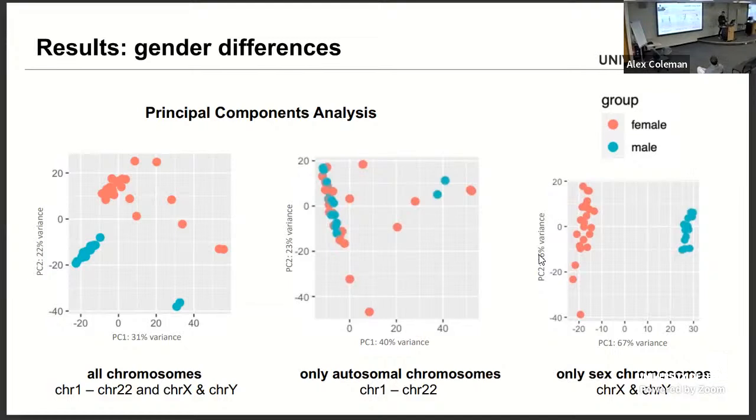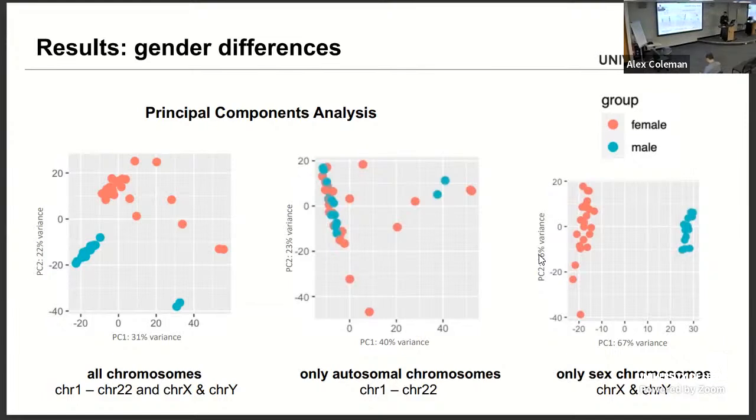So to test that, to check if this is the case, I removed the sex chromosomes, X and Y, and I only put the autosomal chromosomes as an input. And this is what is shown in the middle plot. And as you can see, the separation disappeared. So that suggests that the separation is driven by some of the genes that are on either X or Y chromosomes. And then the third plot is just X versus Y.